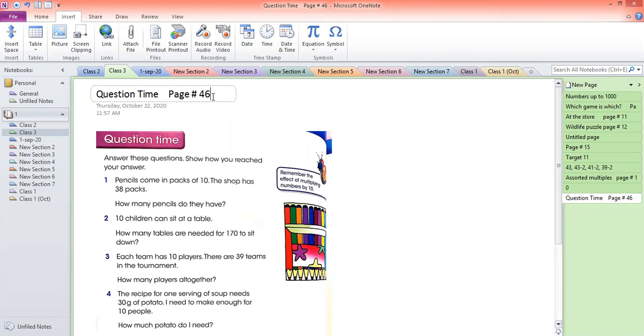So guys, I tell you one thing. First, open your books to page number 46, then I'll explain. Did you open your books, guys?